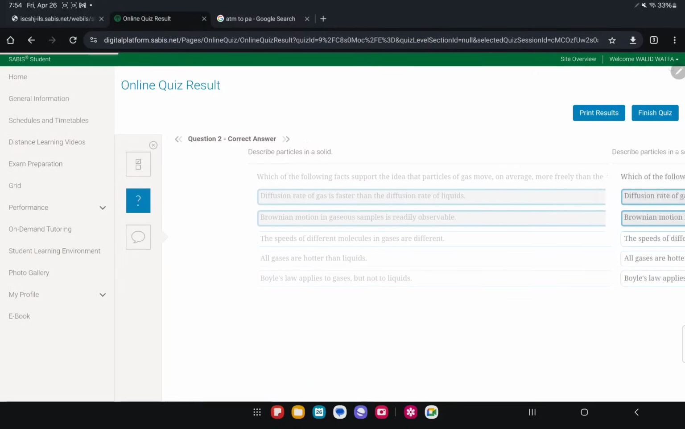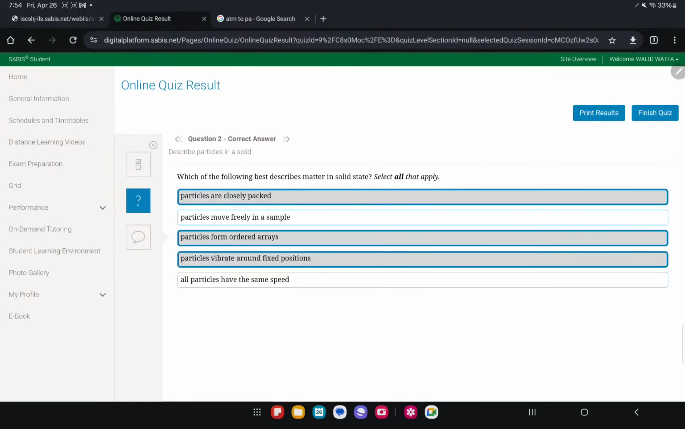Question 2. Which of the following describes matter in a solid state? Obviously, solids are closely packed. Do they move freely? Obviously not. Do they form ordered arrays? Yes, they do. When you have solids, they're all linked to each other in ordered arrays, like this.